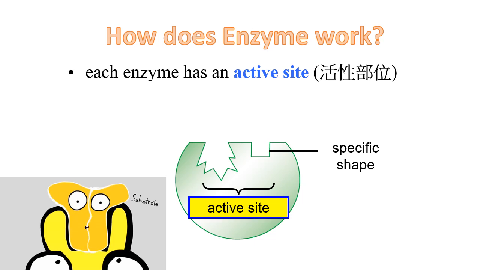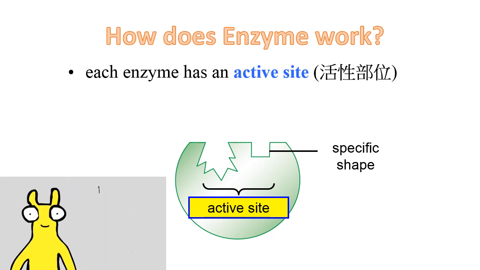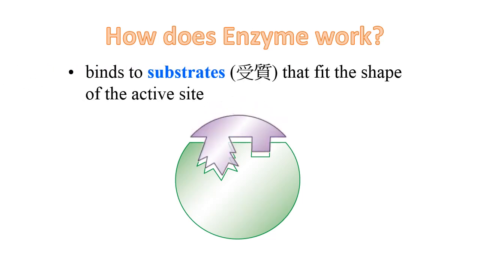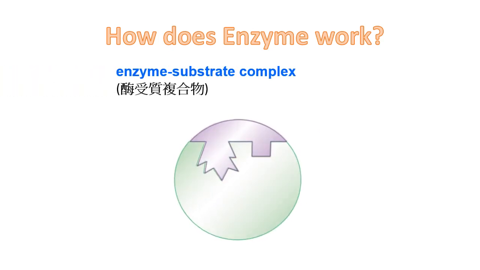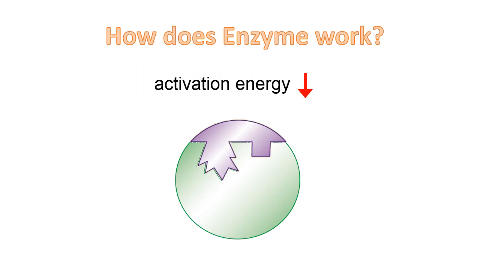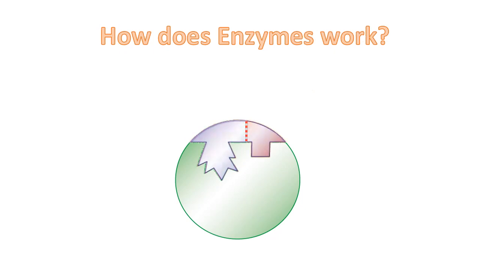Reactions of the substrate take place within the active site. Enzymes bind to the substrate that fits the shape of an active site. In this case, the whole structure is called the enzyme-substrate complex. Within the enzyme-substrate complex, activation energy is lowered. Reactions take place to form the enzyme-product complex.